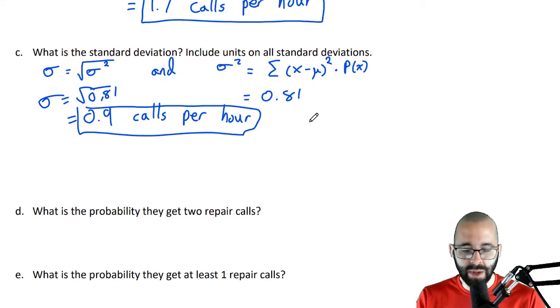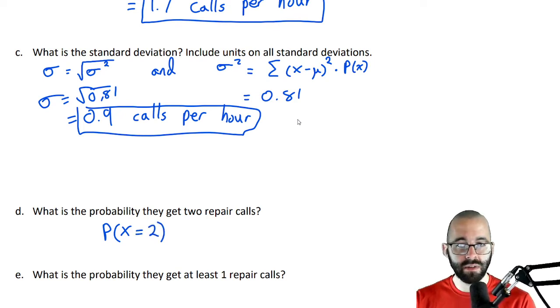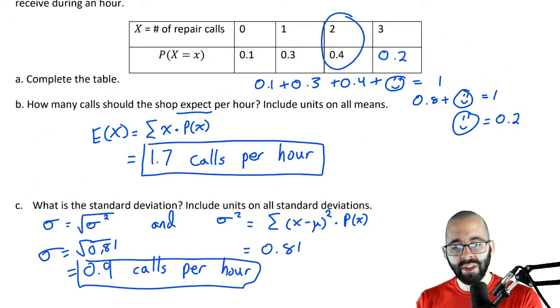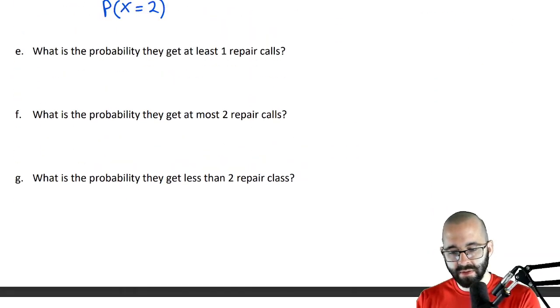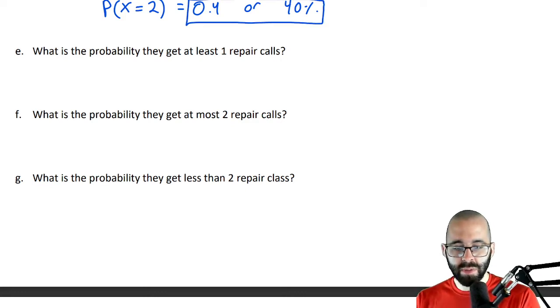What's the probability that we get 2 repair calls? How do we write that? The probability that the number of repair calls that we get in a single hour is equal to 2. That's how we write this. And we just consult our table. What is the probability that X is 2? 40%. And again, I will accept either answer. I love percents for probabilities, but some people prefer decimals.